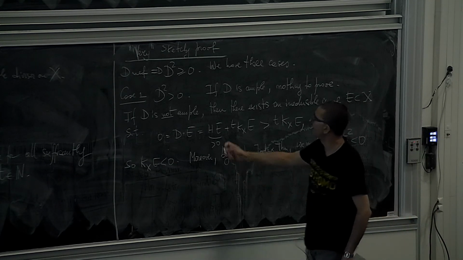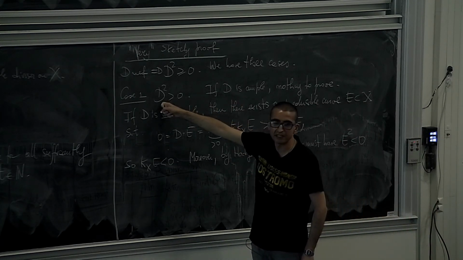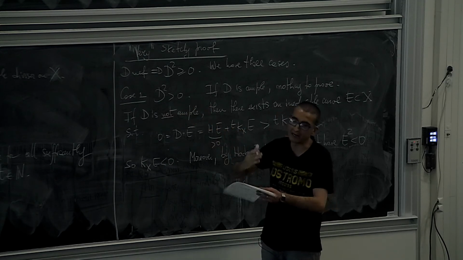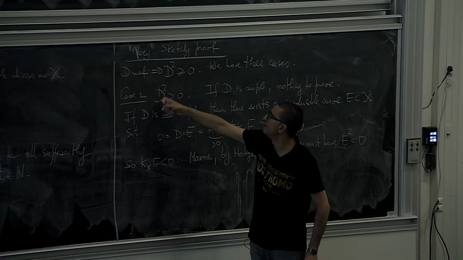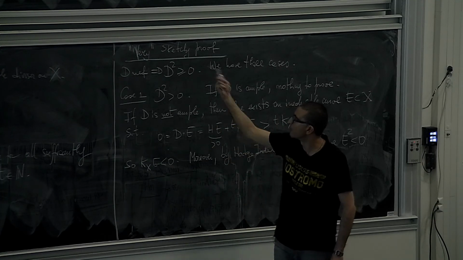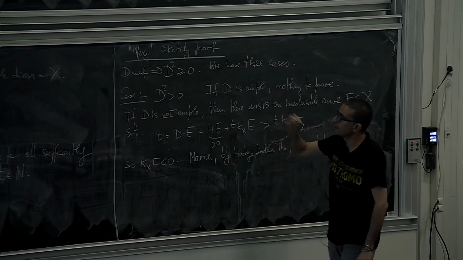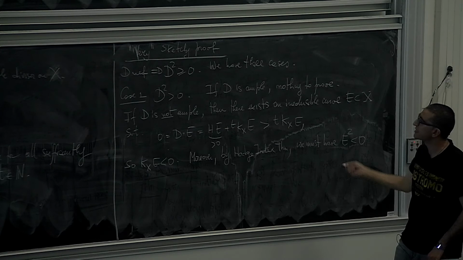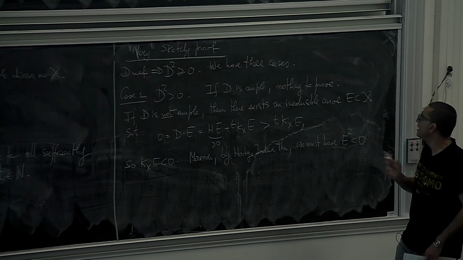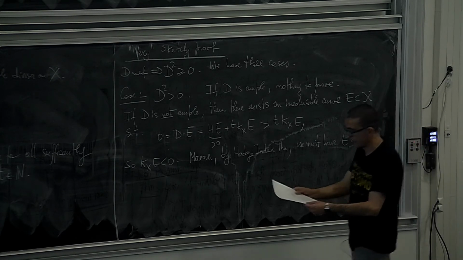Because it is in the kernel of something which has positive self-intersection. In the kernel, I mean it is in the D orthogonal, and D is positive, so it's big. And so by the Hodge index theorem, it must have negative self-intersection. And so we are done now. This is a -1 curve.